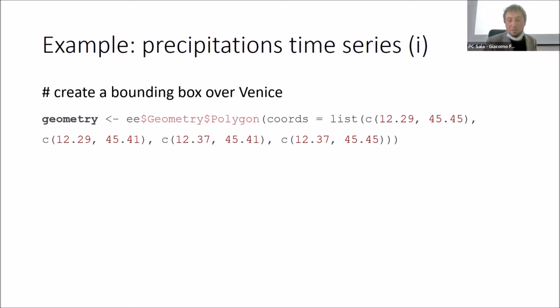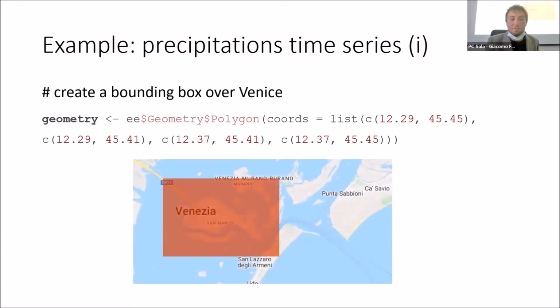So in this first example of precipitations, we first create a bounding box over Venice. It would maybe be more precise to upload a polygon of Venice, but this is a simple way so that I don't have to upload any polygon. I just give four coordinate points and I create a square box over Venice. In this example, this will be our area of interest, just because we are in Venice right now.